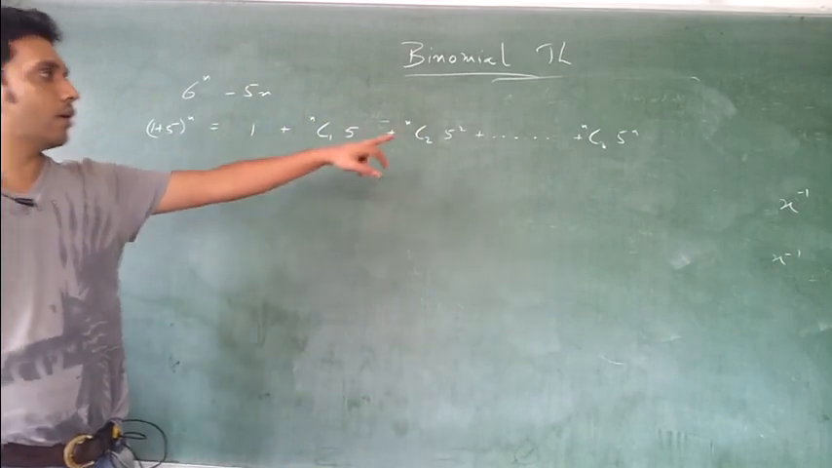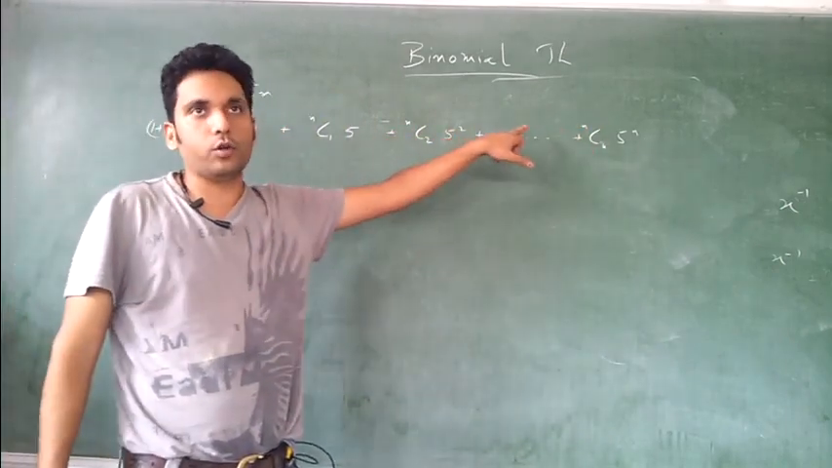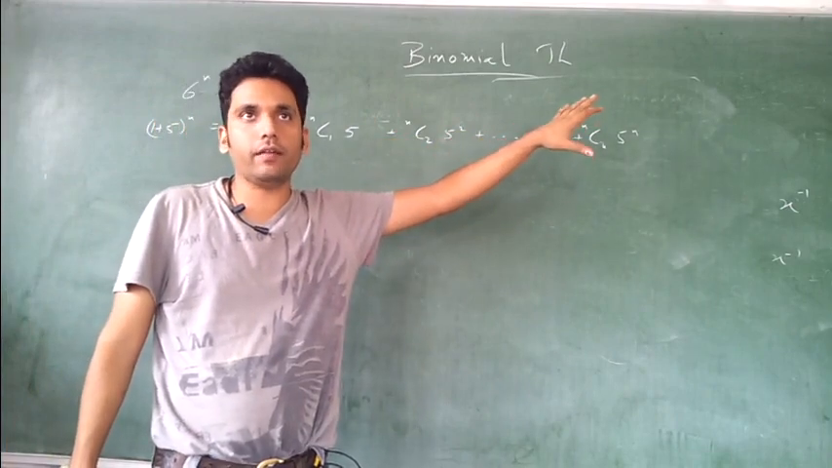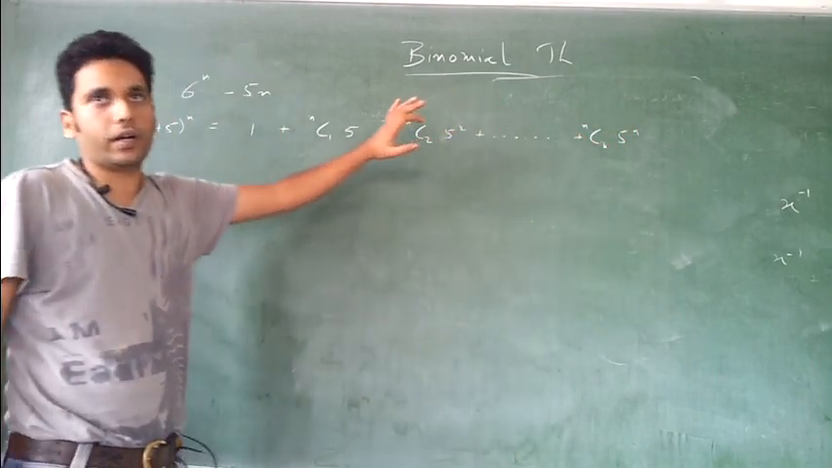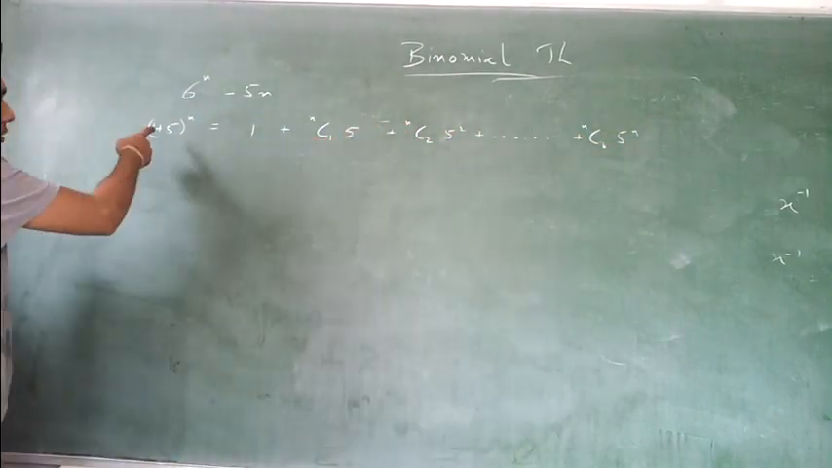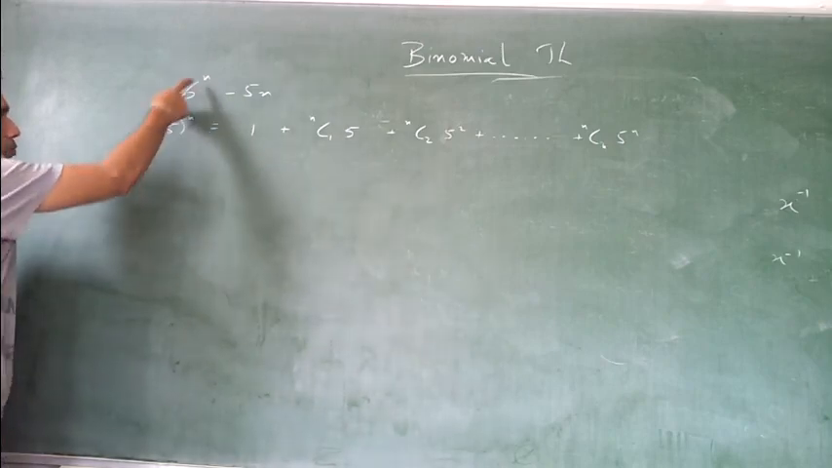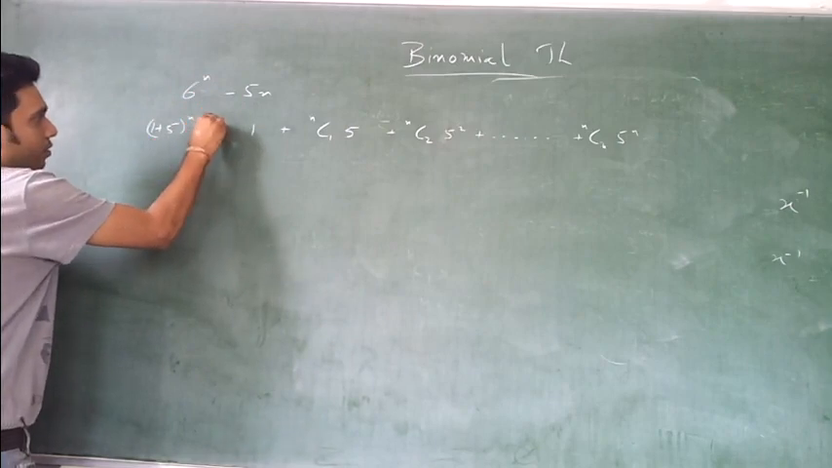Okay, from here onwards you see you have a 25 in all the terms. 5 square, 5 cube, everything will have 25. So from here onwards it is divisible by 25. Whatever will be the remainder will be due to this. Okay. Now this was not asked. 6 power n was not asked. What was asked was 6 power n minus 5n.